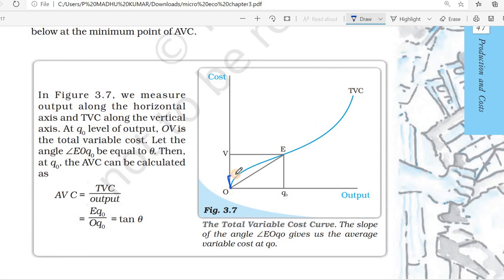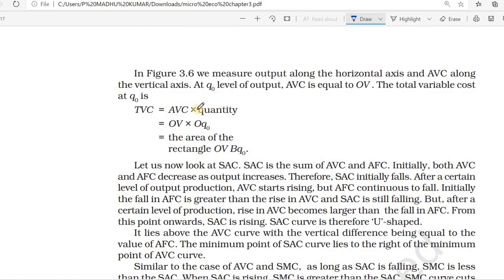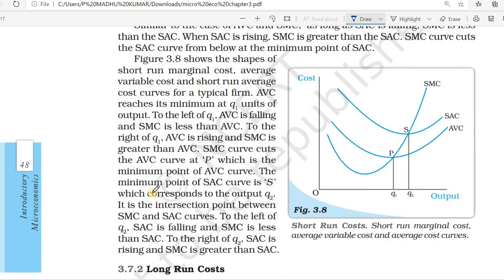Then we know the shape of TVC. TVC will start from 0 and it will increase. That one is the shape of the total variable cost curve. Then total variable cost equals average variable cost times quantity. Then this is the AVC curve. We already studied which shape it is in: it is in U shape, and the SMC curve is also in U shape. First the value will be more, then it will decrease, reach a minimum point, then it will start to increase. AVC is also like that.